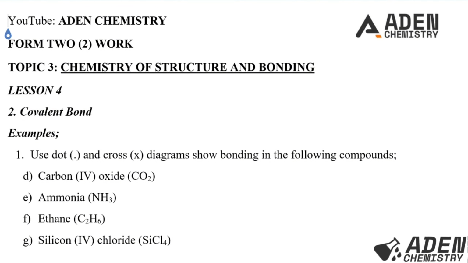Hello students, welcome. Previously, Form 2, Topic 3, Lesson 3, we were dealing with covalent bonding or covalent bonds. Then we were dealing with the first example, example 1. We have done part A, part B, and also part C. So today, lesson 4, we want to proceed to the first question, parts D, E, F, and also G.